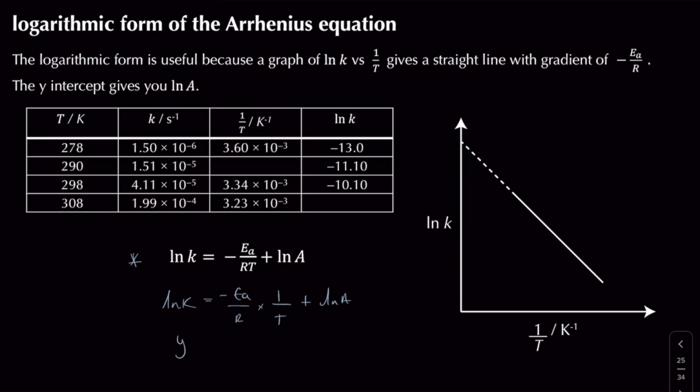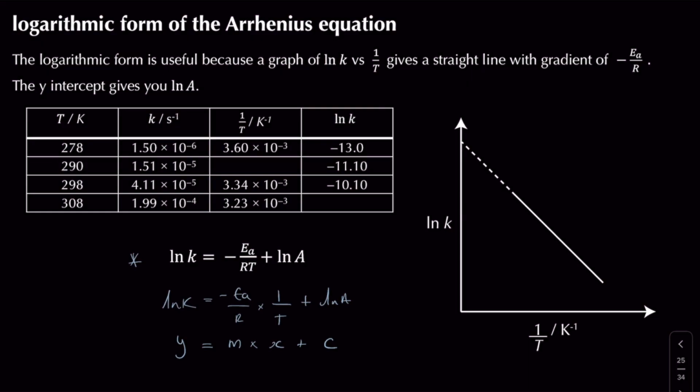And what we can see is we've got y equals mx plus c. Now, of course, if I were to look at our normal graph where we've got our rate constant k on the y-axis and then the normal temperature, not 1 over T, but normal temperature on the x-axis, we end up with that exponential graph.